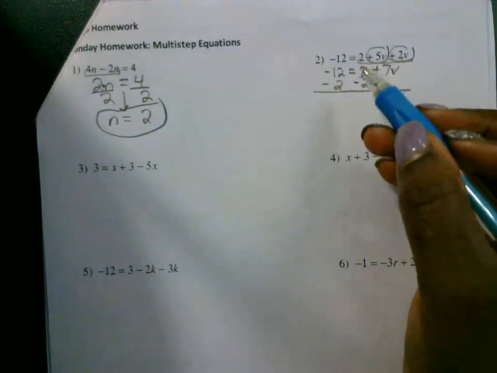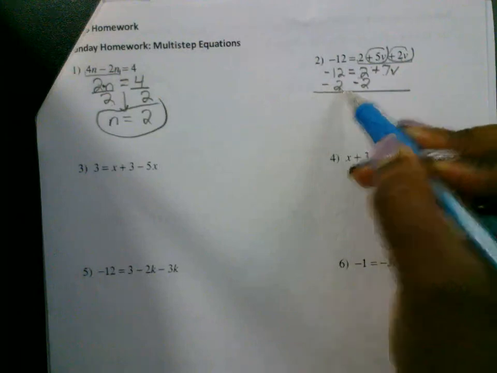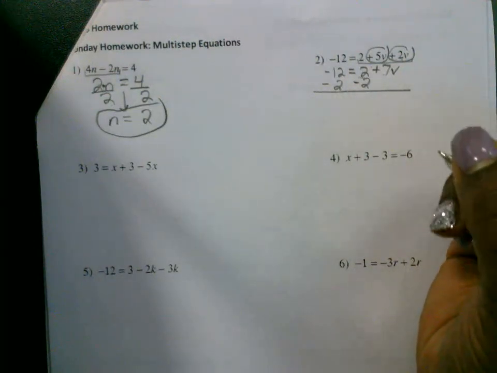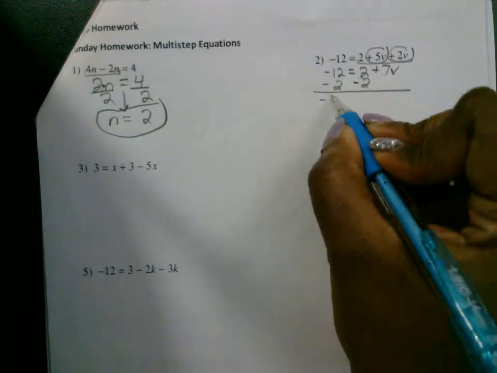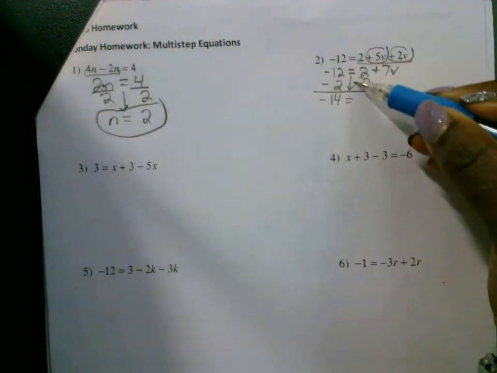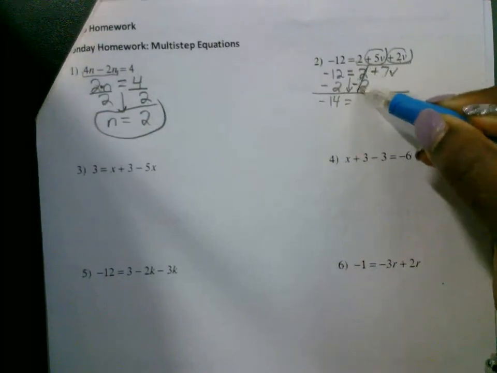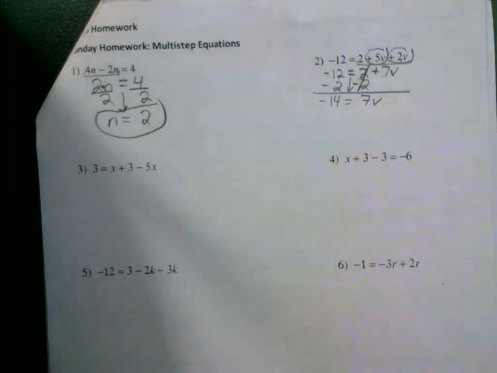You have a calculator if you have forgotten. What is negative 12 minus 2? Negative 14. Bring down the equal. What is 2 minus 2? 0. So we're left with this positive 7v.